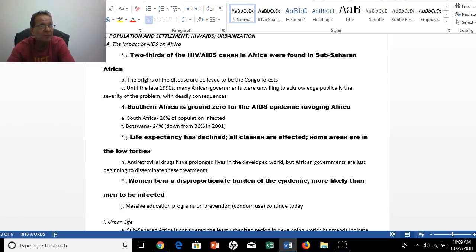And these drugs have been very effective in prolonging the lives of people who have HIV. Magic Johnson is the classic example. He has been taking these drugs for decades now. But they're just beginning to disseminate these, and it's helped some. Also, education on prevention of contracting the virus has also helped.